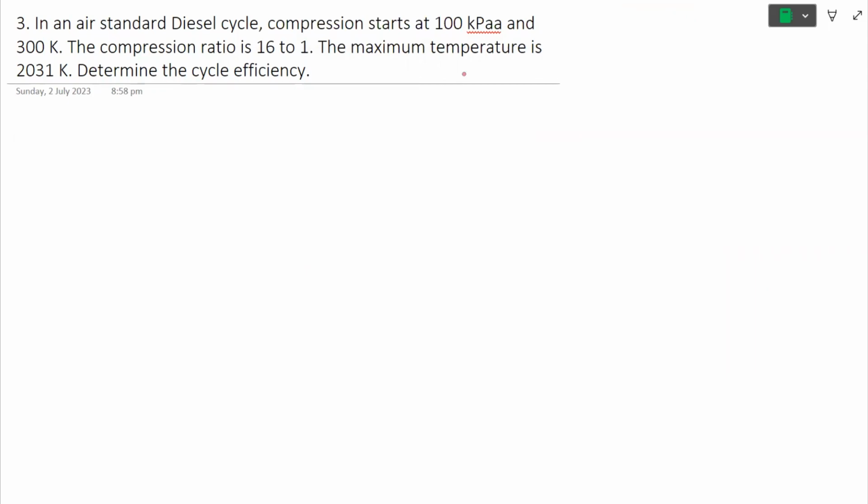So in an air standard diesel cycle, compression starts at 100 kPa and 300 K. Yung compression ratio given is 16 to 1. So ibig sabihin ng RK is 16. The maximum temperature is 2031. So that is the temperature of combustion. So that is T3, 2031 degrees Kelvin. Okay, you determine the cycle efficiency.